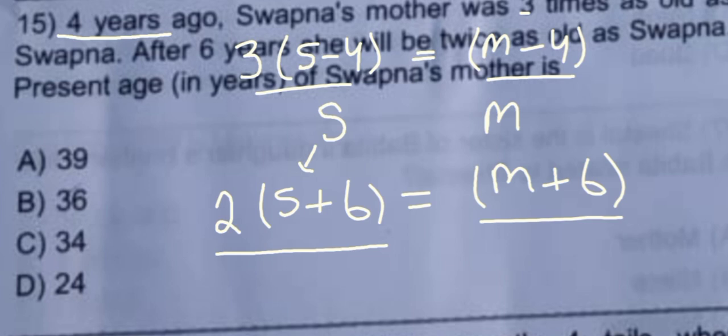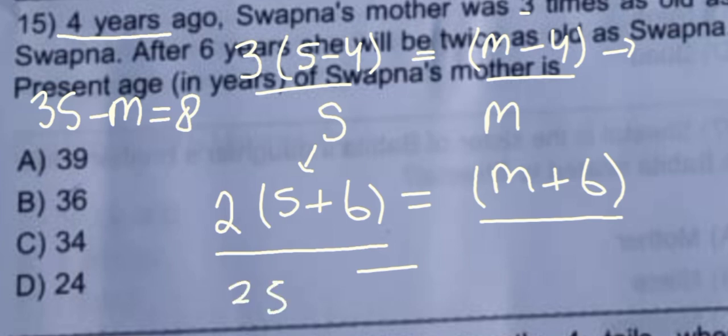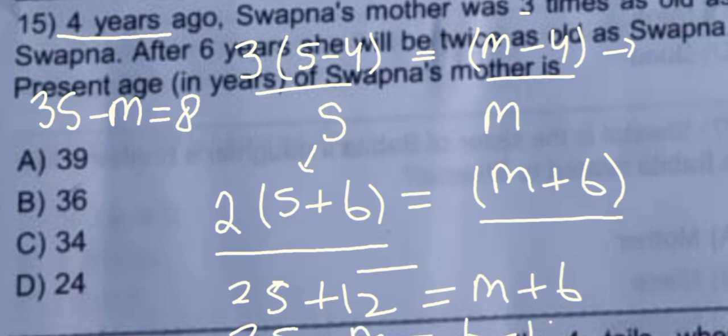Okay, now we have the 2 equations here, this equation and this equation. When we solve them, we will get 3s minus 12 is equal to m minus 4, that is 3s minus m is equal to 8. Also, 2s plus 12 is equal to m plus 6. When solving, this will become 2s minus m is equal to 6 minus 12, or we have 2s minus m is equal to minus 6.